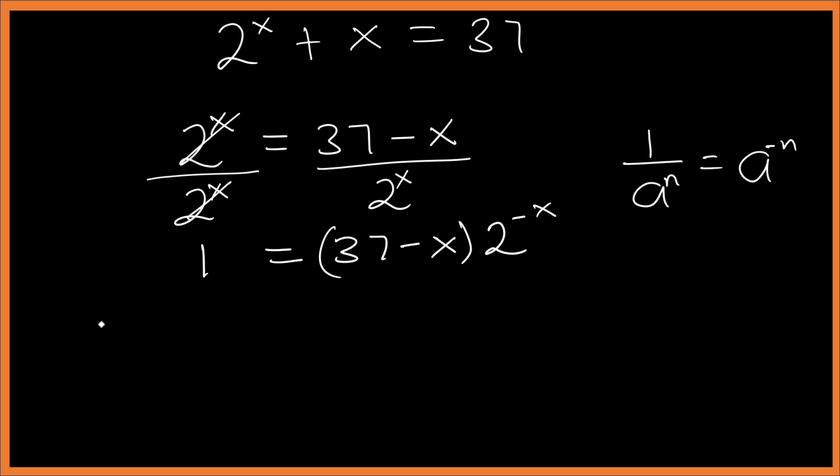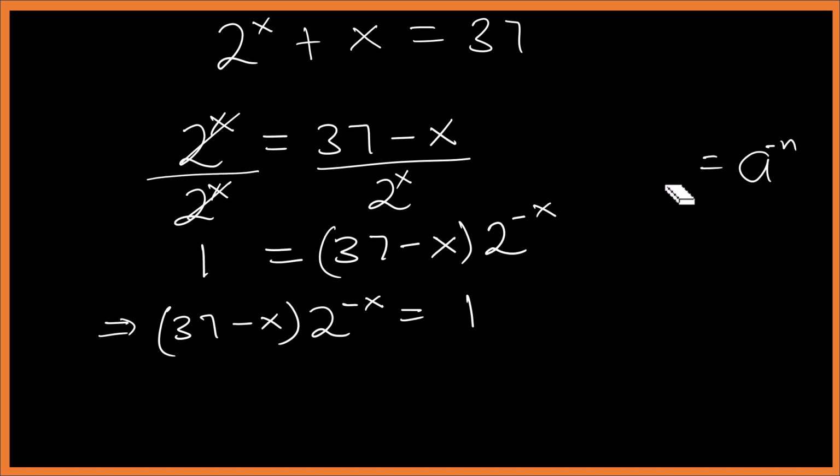Okay, so let me write this one on my left. So 37 minus x times 2 raised to minus x equals 1. Okay, now before we can complete this question, we need to apply the Lambert W function.